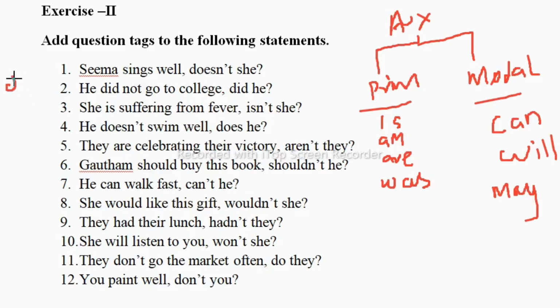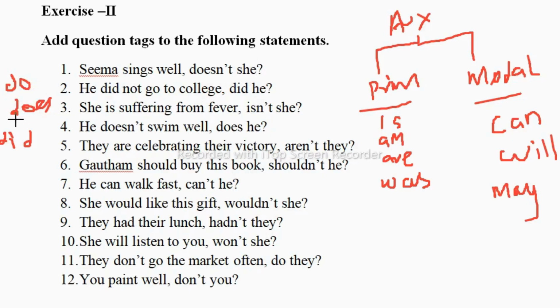We have do, does and did. So whenever you don't get this auxiliary word in your given statement, you have to make question tag by using this do, does and did. It's based on the subject and the tense. You have to use do when the given sentence is in present tense and the subject is plural. Then you have to use do to make a question tag.